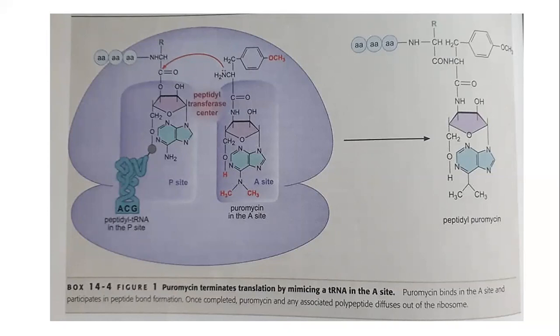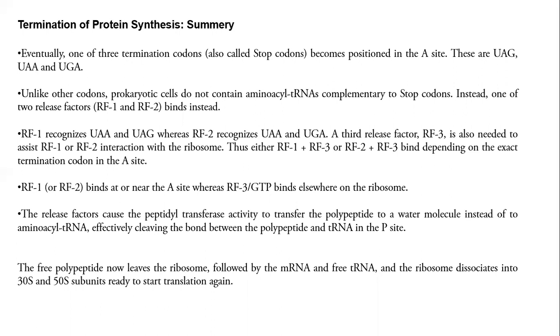And students, this is the end of this chapter. We have already reached the end of this chapter. Now it's time to summarize the whole process. Let's see what the summary is. Eventually, one of three termination codons, also called the stop codons, becomes positioned in the A site, and this is the main step. This is the first step of termination.